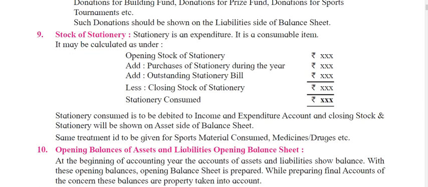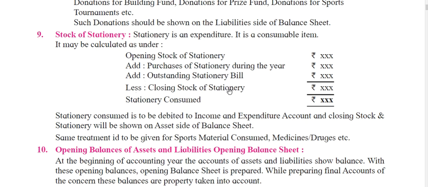And how we are treating the stock of stationery. Stationery is an expenditure. It is a consumable item. It may be calculated as an opening stock of stationery, some amount, and add purchase of stationery during the year, and add outstanding stationery bill, and less closing stock of stationery. So how we used to calculate bad debts, and add new bad debts plus RDD. Like that we are adding these things, like add purchase of stationery in the opening stock, and the stationery amounts are coming in the opening stock of stationery.